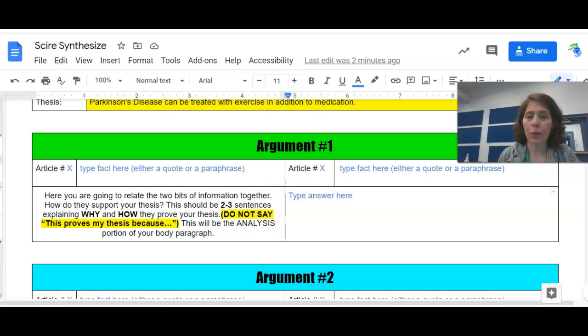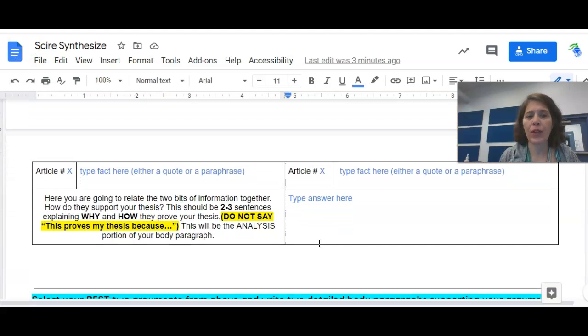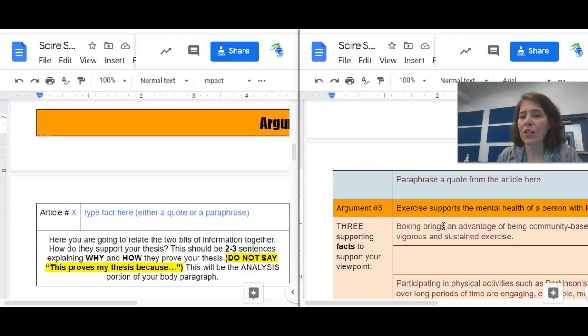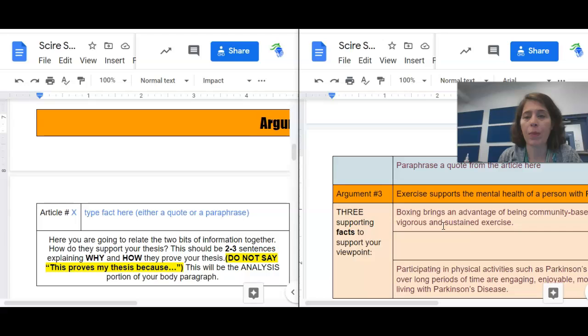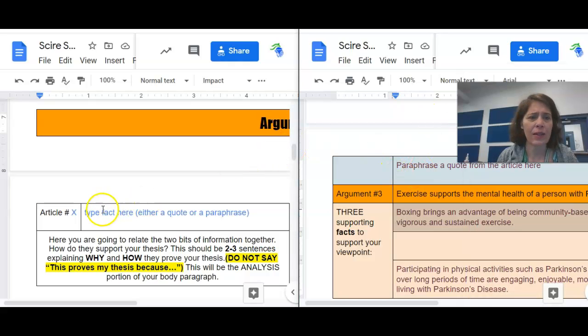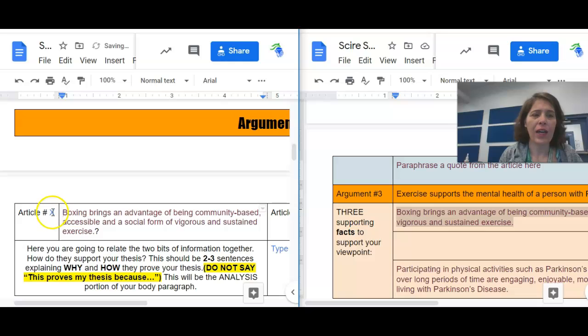So for my example with you, I am going to scroll down to argument number 3. That's the one that I'm going to focus on, because in my document I have 2 for that. So for argument number 3, I have exercise supports the mental health of a person with Parkinson's disease. So what I'm going to do is I'm going to take 2. You should have 3 here. I'm going to take 2. I have this boxing brings an advantage of being community-based. So I'm going to copy that and paste it here. All right. So I have one of my supporting pieces of evidence there, and that's from article number 1.